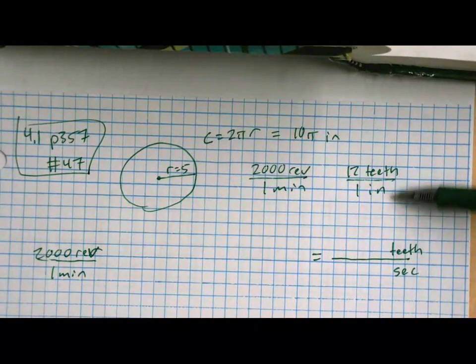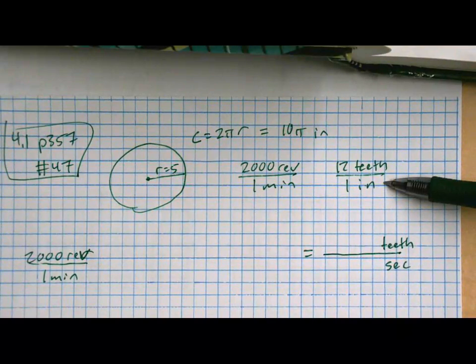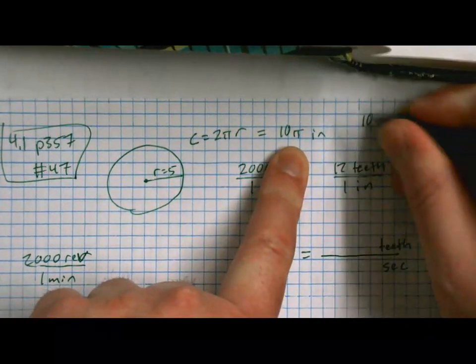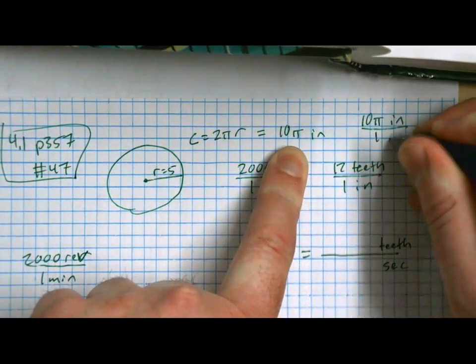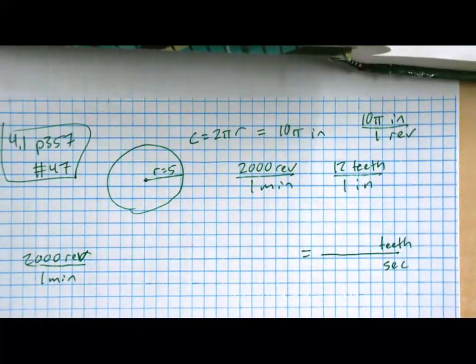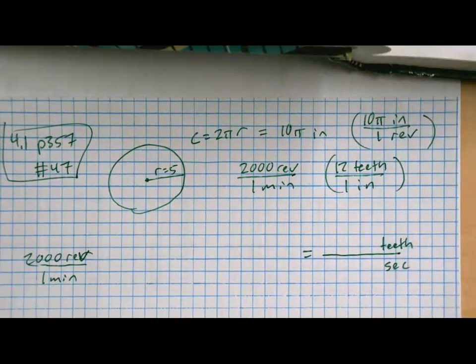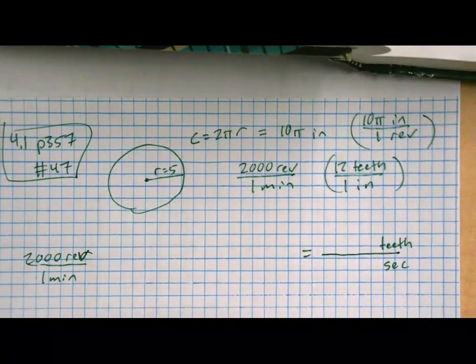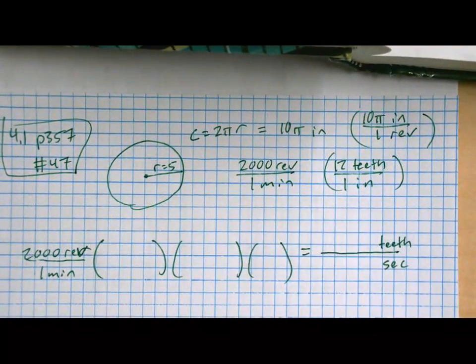I've got a conversion between teeth and inches. What's my conversion between revolutions and inches? 10 pi inches is the same thing as how many revolutions? 1 revolution in the context of this problem. So we're going to end up using this and this and then seconds into minutes. So you'll end up with 3 more fractions here that will get you where you need to go. And I'll let you guys finish that one up.